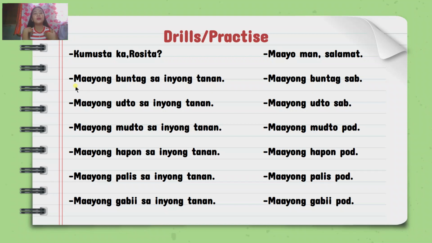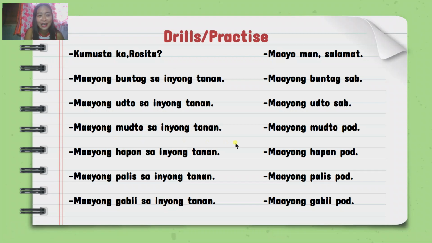What if someone greeted you? You have a group of friends and I will greet you. Maayong buntag sa inyong tanan or maayong buntag kaninyong tanan. You are going to answer maayong buntag sab. Maayong buntag sab. Okay. And maayong udto sa inyong tanan. Maayong udto sab or maayong udto usab.